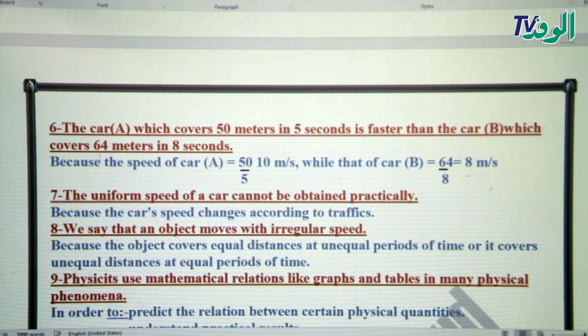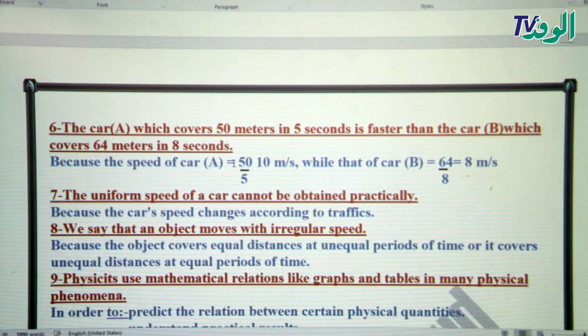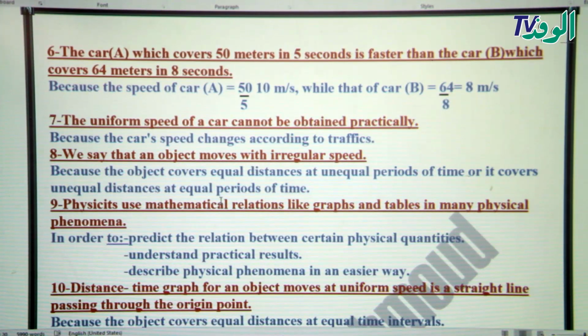You know that the speed equals what? Distance divided by time. So the speed of car A equals distance divided by time, 50 divided by 5 equals 10 meters per second, while that of car B equals 64 divided by 8 equals 8 meters per second. So car A is faster than car B. So it is a give reason, but it is solved using the law, as we studied.